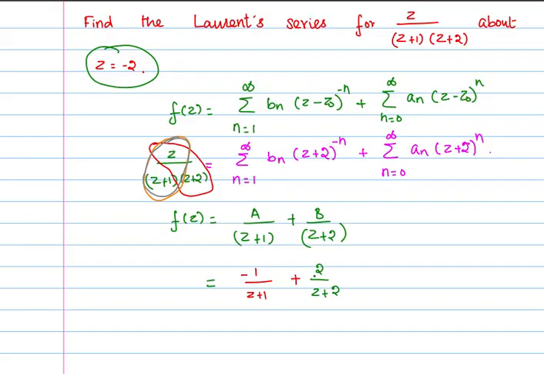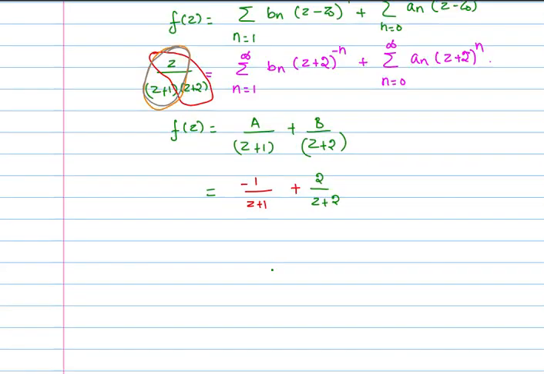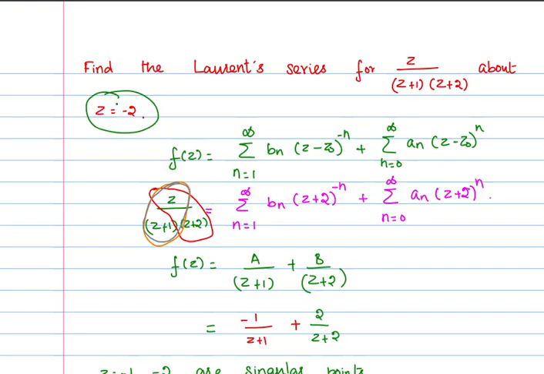Now the next point is, I want to represent it about the point z equal to minus 2. So we will draw circles based on the points, and I want to clearly mention what the singular points are. Singular points are where the function goes to infinity, or is not differentiable. So z equal to minus 1 and minus 2 are the singular points.